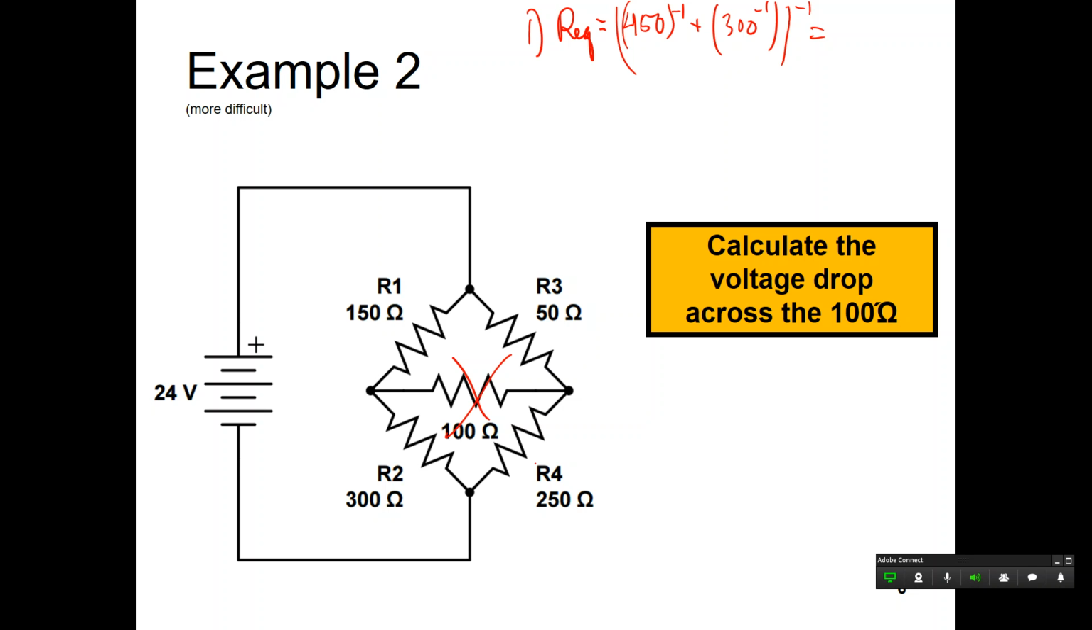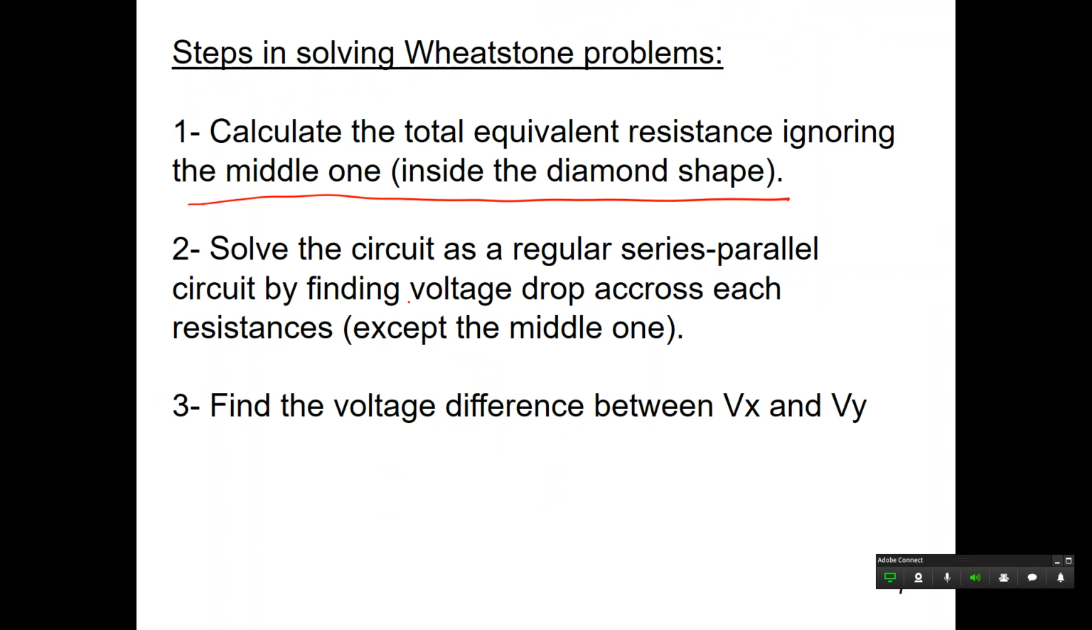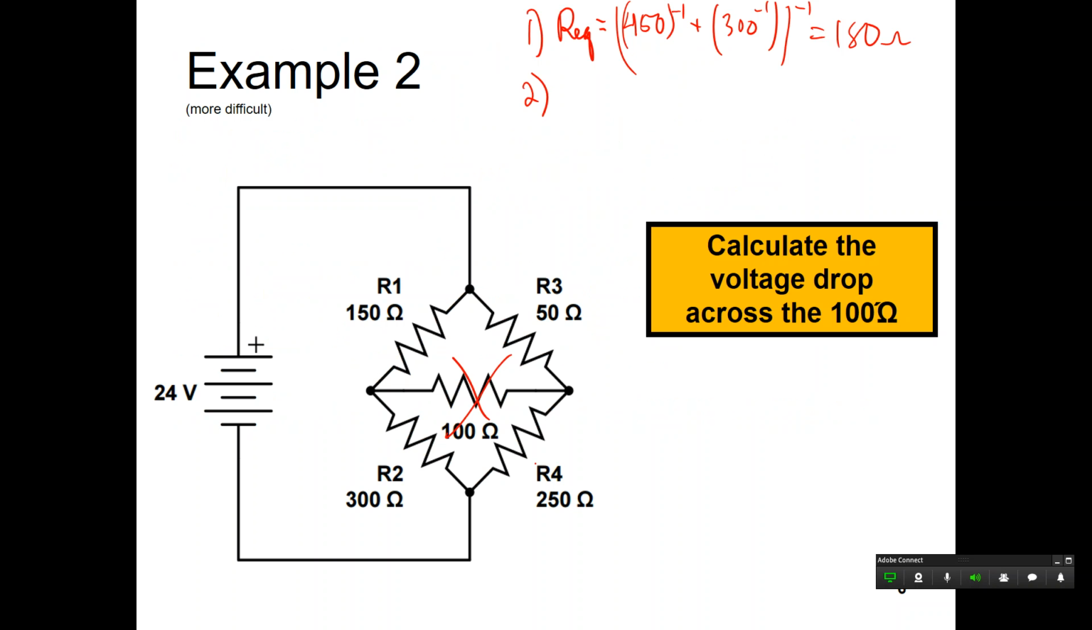180 ohms. Good. Step two would be to find a voltage drop across each resistance, except the middle one. So similar to what we just did before, right? So far we're doing good. We just have to do what we know. Yep, Elizabeth? Absolutely. Yeah, you ignore the presence of that middle resistor. Yeah, you can use 24 volts divided by 180. You'll see we might not necessarily need to. There's a simple way of doing it, but you can absolutely do it that way.